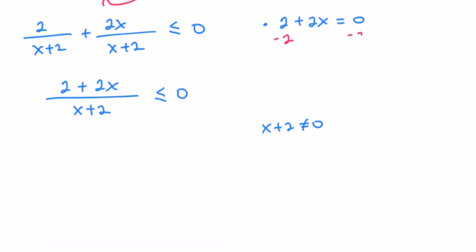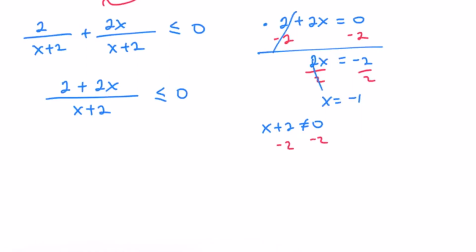So for the first one, we need to minus the 2 over, and we have 2x is equal to -2. Divide out the 2. So x is -1. The second one, minus the 2 over. So x is -2. So on our number line, we have -2 and -1.